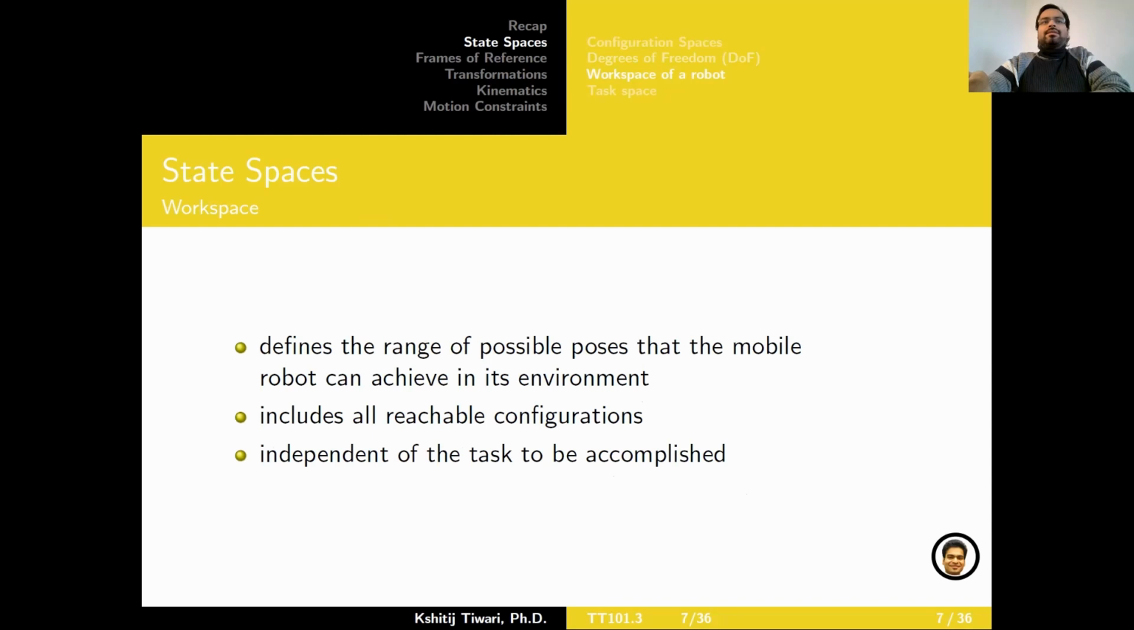Workspace is another state space that comes into the picture quite often when dealing with robots. It defines the range of possible poses that a robot could take, and includes all reachable configurations, which means there are certain places in the environment where the robot can and cannot go. It's just because the robot cannot do certain things.